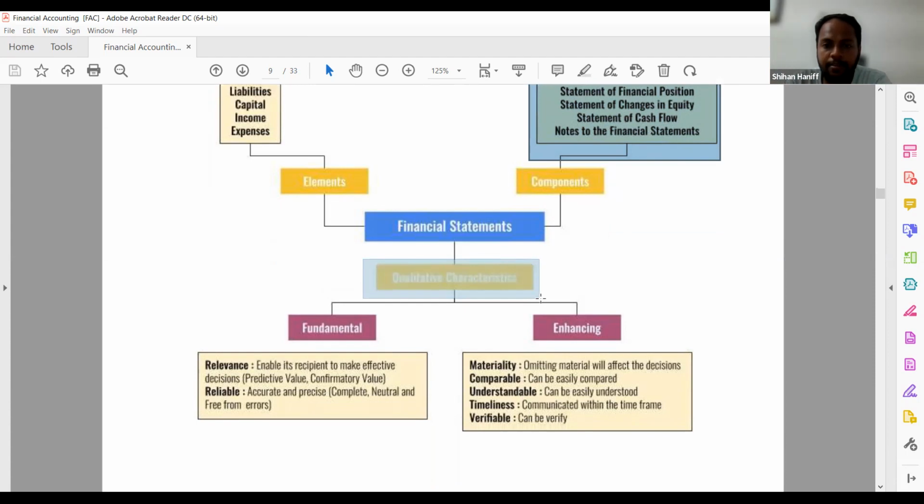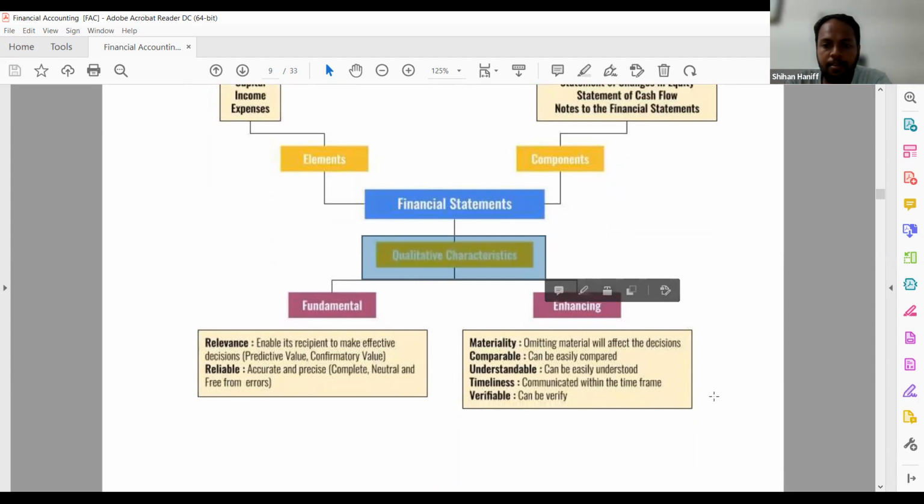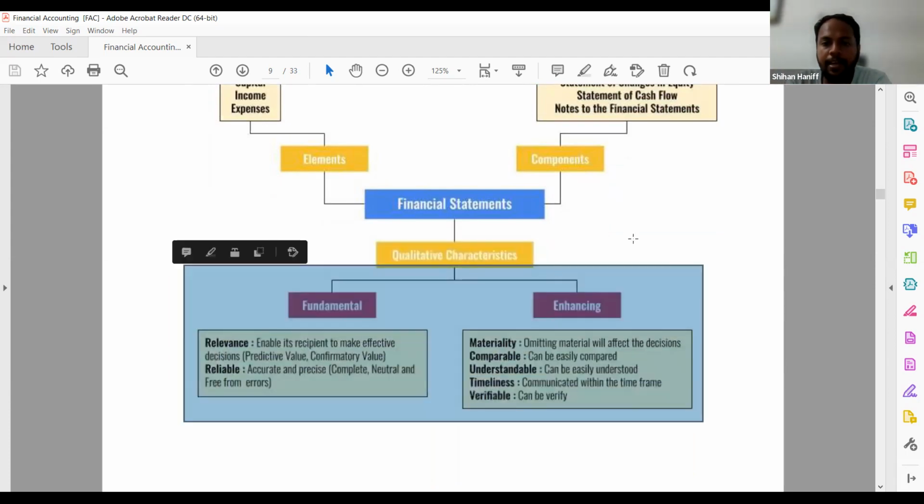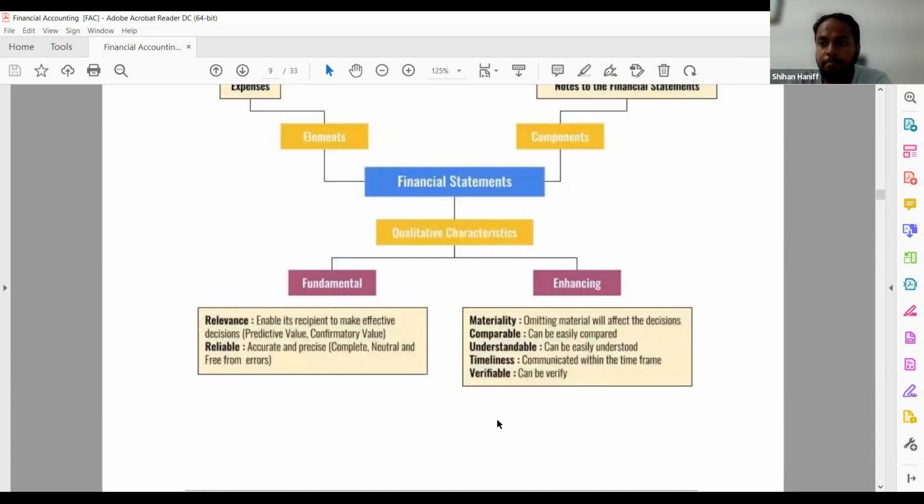Then the qualitative characteristics. If you go through the past papers, they always check the qualitative characteristics. Very important, very, very important. So what are these qualitative characteristics? There are fundamental characteristics and enhancing characteristics. There are only 2 fundamental characteristics: relevance and reliable. Relevance, sorry.